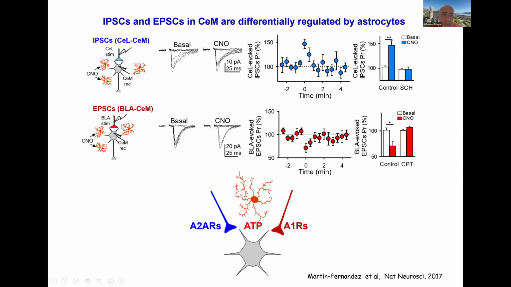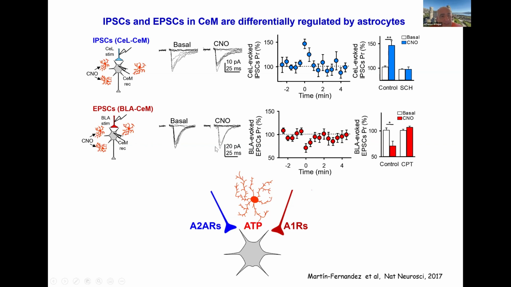In contrast, when we stimulated the excitatory terminals from the basolateral amygdala and recorded the synaptic currents in the centromedial nucleus and now activated the astrocytes, we observe a decrease in the probability of release of the excitatory synaptic transmission.